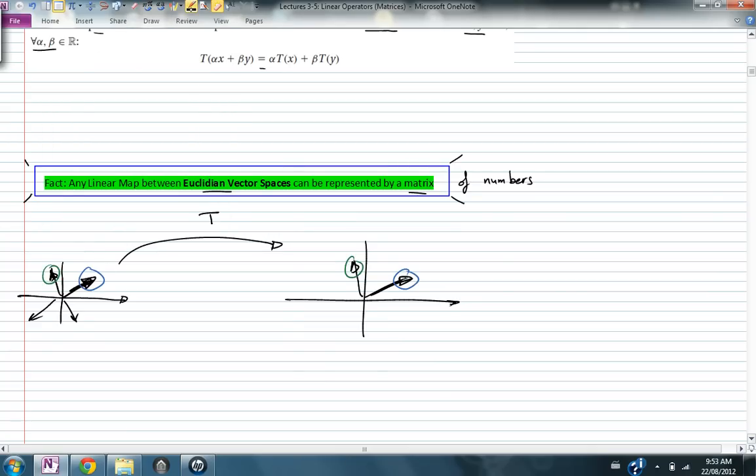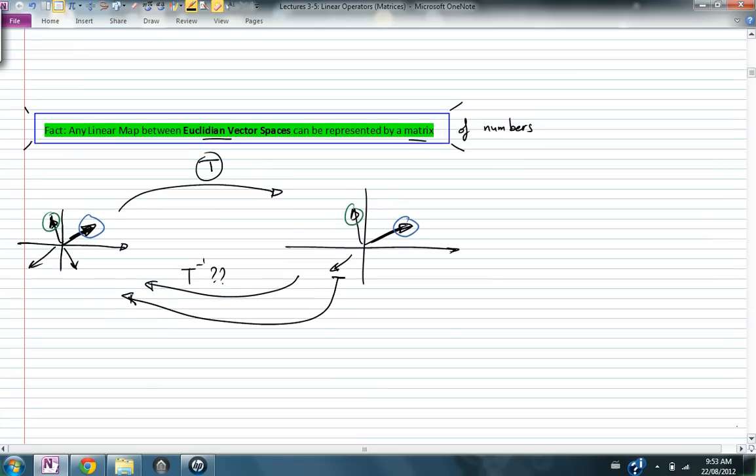The question is: does the inverse of the function exist? Or in other words, for any vector in this vector space, can I find the pre-image of this vector? Can I find a function that would give me the source vector before applying T? So we're trying to find which matrices can be invertible.